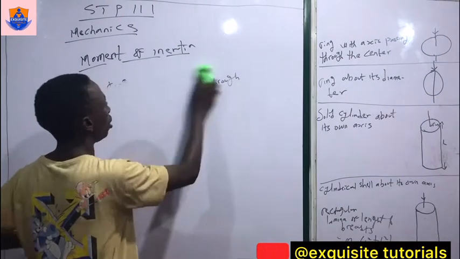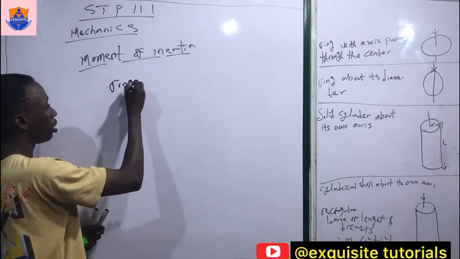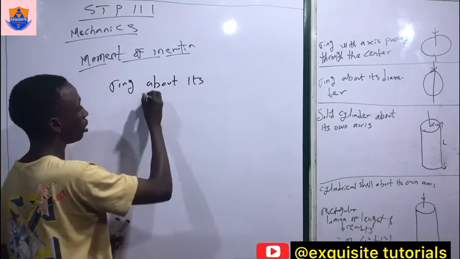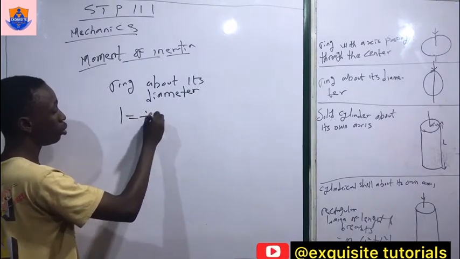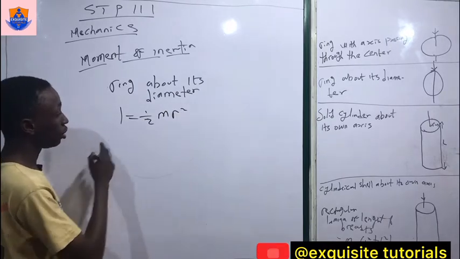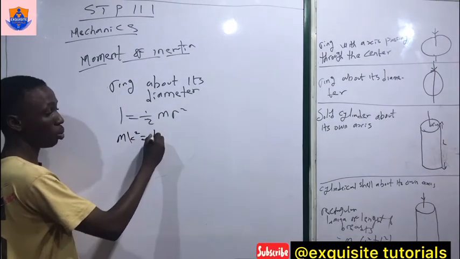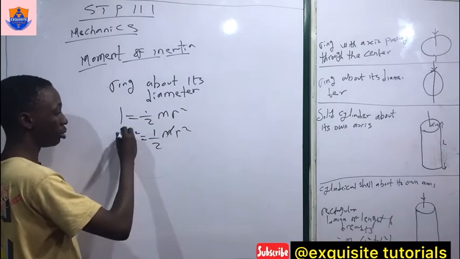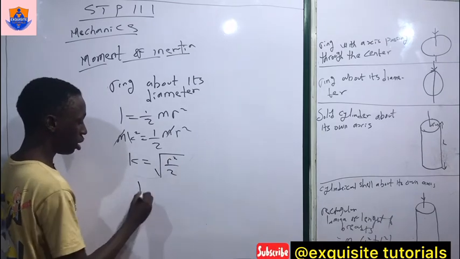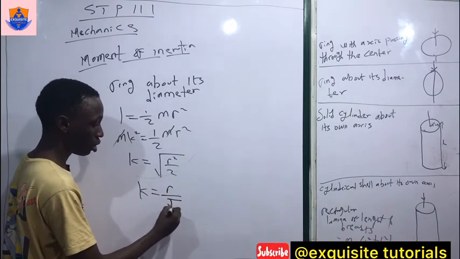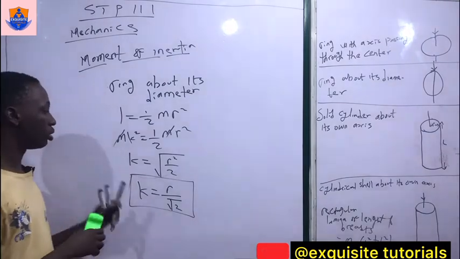Now, I'm going to take a look at a ring about its diameter. The moment of inertia is equal to 1 over 2 m r square. Therefore, if I were to find the radius of gyration, knowing that m k square is equal to 1 over 2 m r square, we'll take this. So k is equal to square root of r square over 2. K is equal to r over what? Root 2. So this is for a ring with the axis about its diameter.